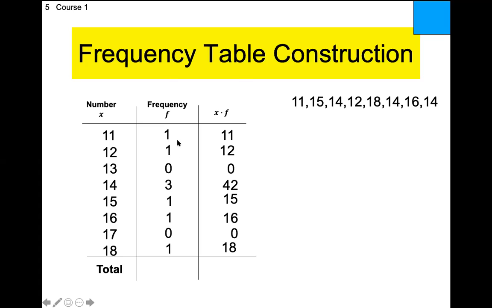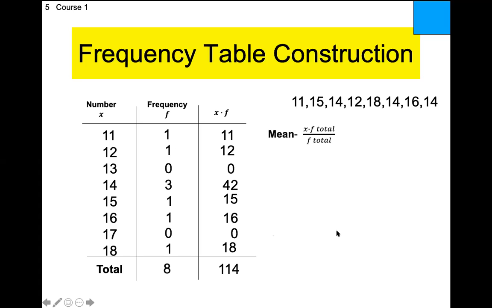We add everything up. 1, 2, 5, 6, 7, 8. So there are 8 numbers. I'm not going to bore you with the math right here, but it ends up being 114. And your frequency table is done.